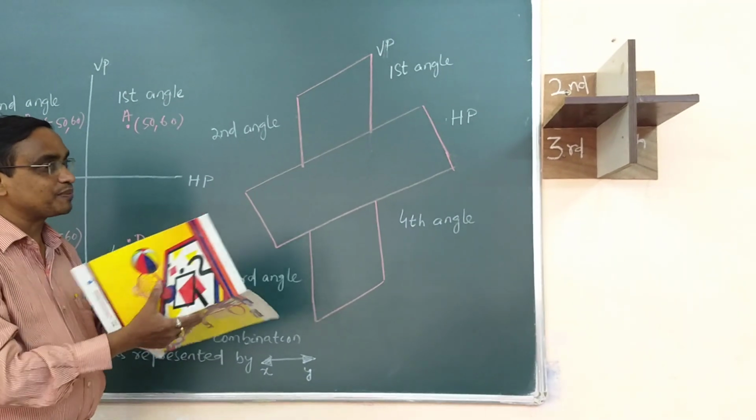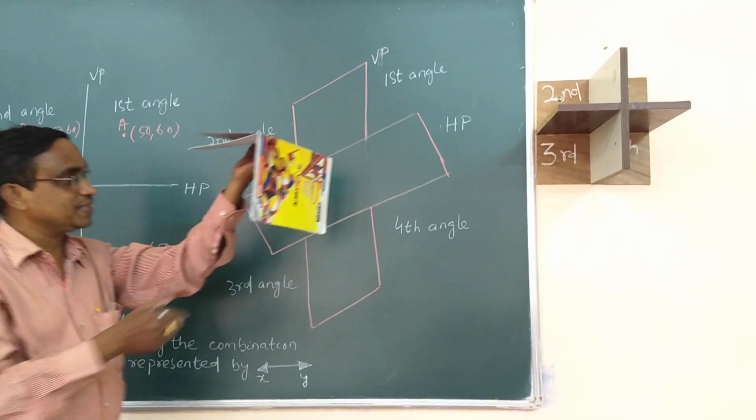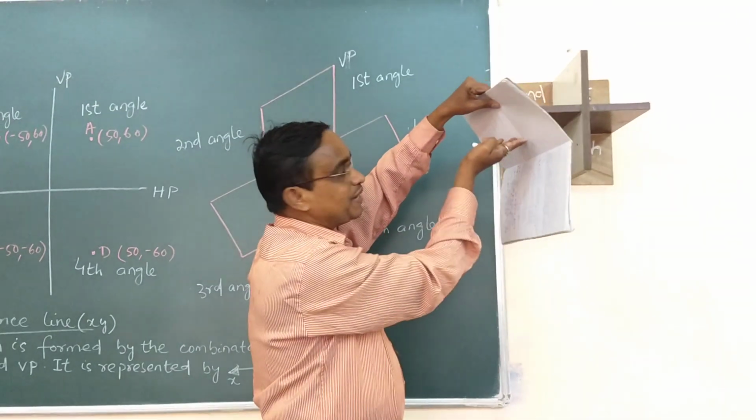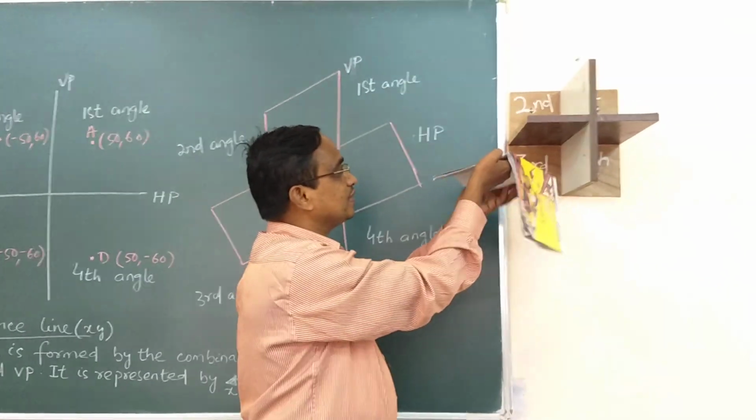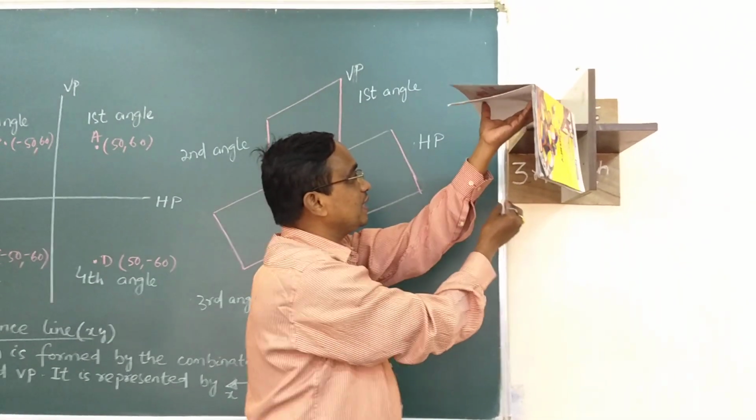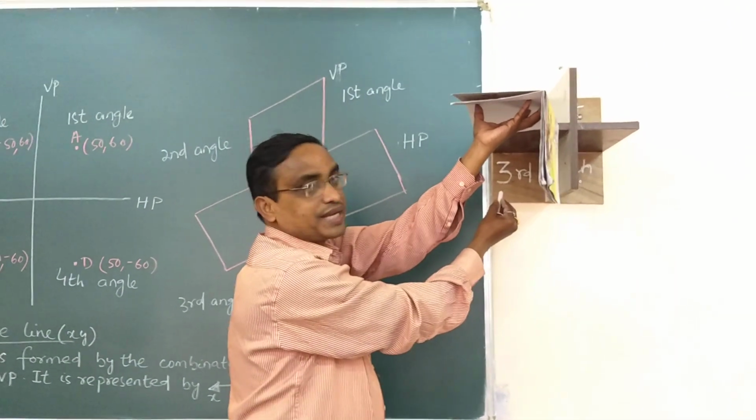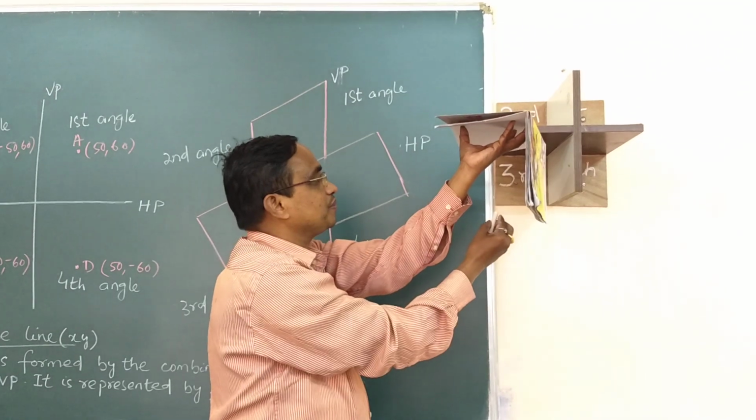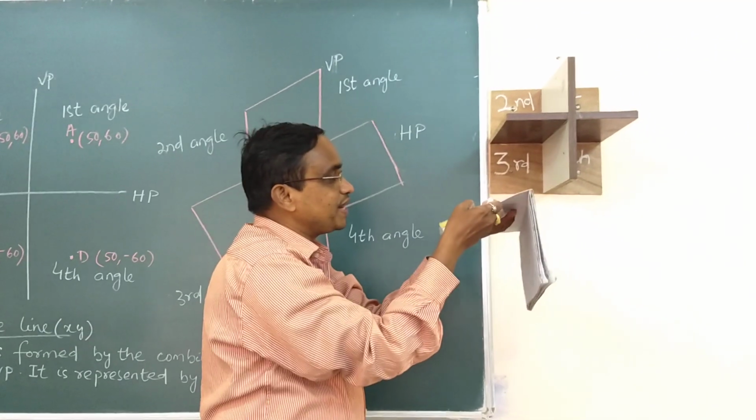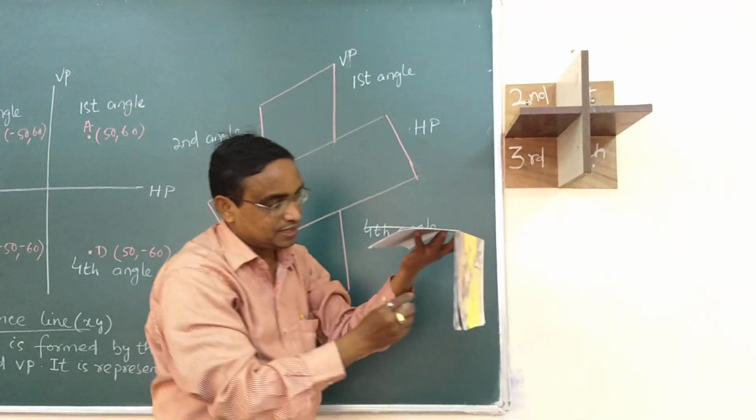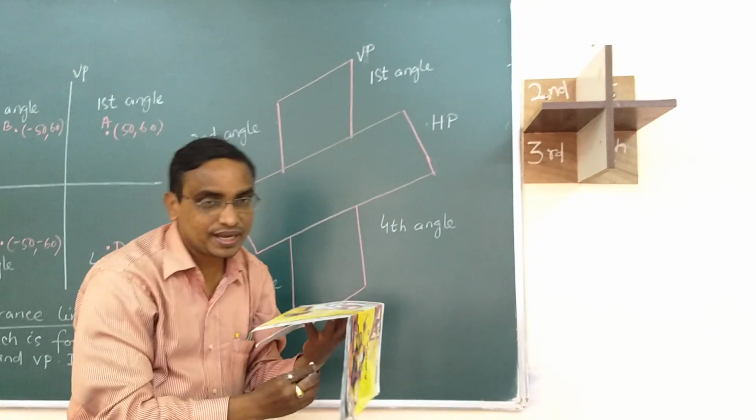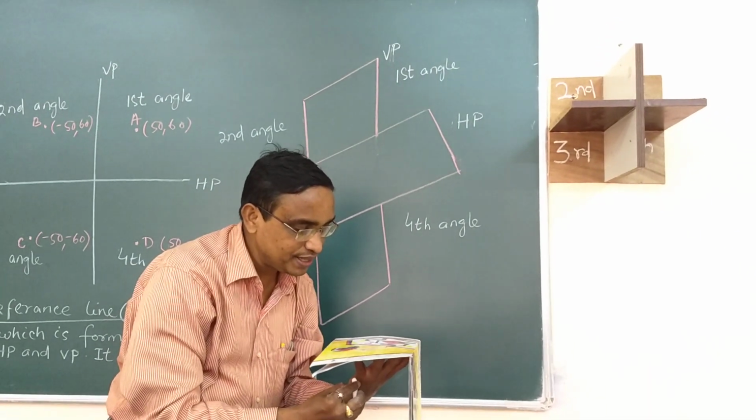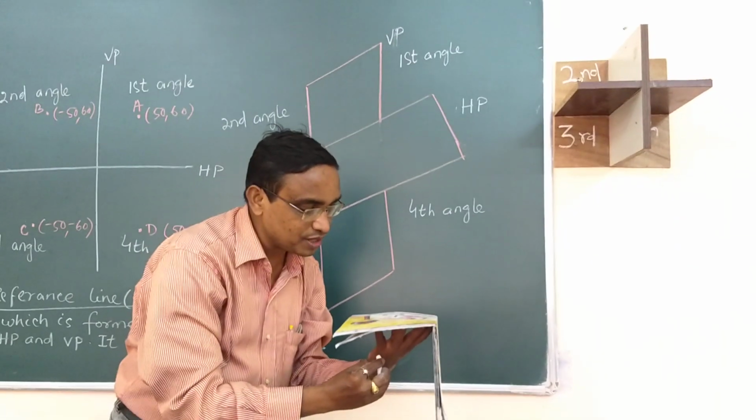Now come to third angle projection. I already told you, the written page is VP, the plain page is HP. This is third angle projection and this is the position of the object. And what is the arrangement? This is the object, this is the POP and I am the observer. Means the POP lies in between the observer and the object.